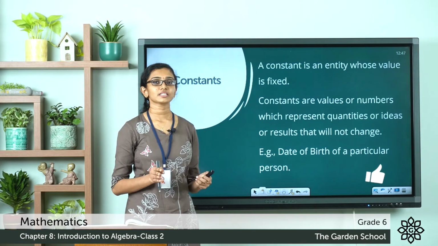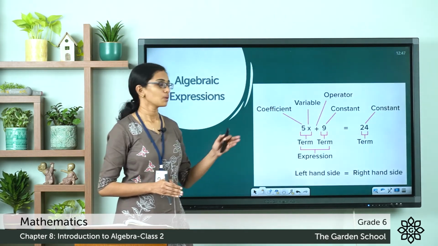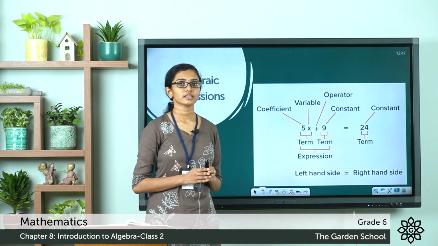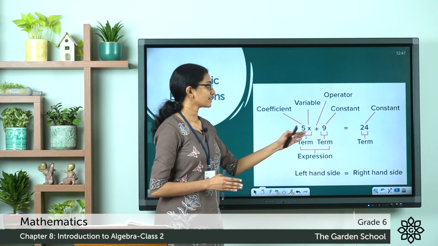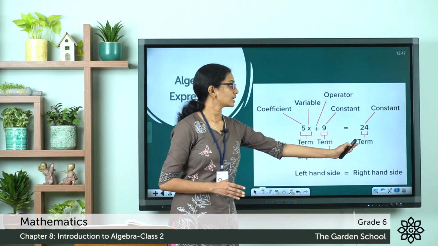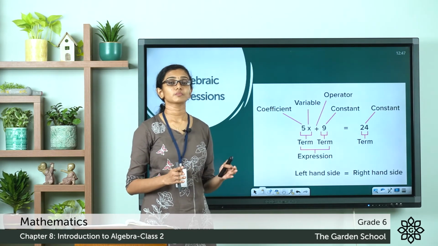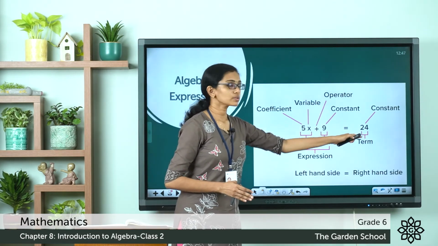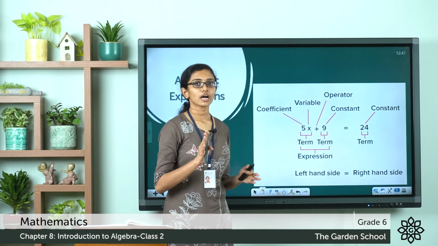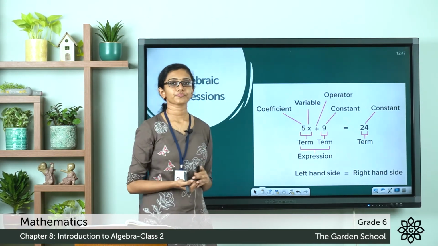Now look at this algebraic expression, 5x plus 9, and that is equal to 24. So we have equated the expression to a number and this becomes an algebraic equation. Now the number you get here will change according to the value of the variable.